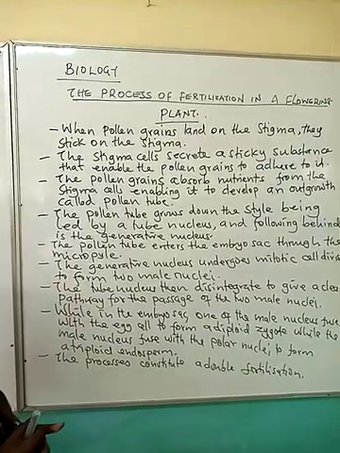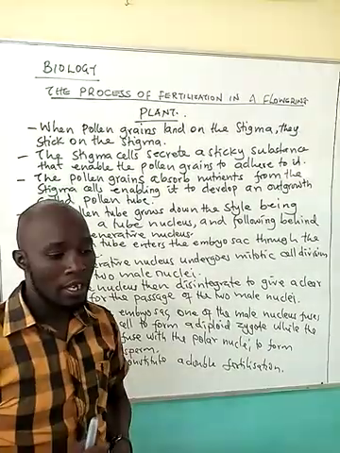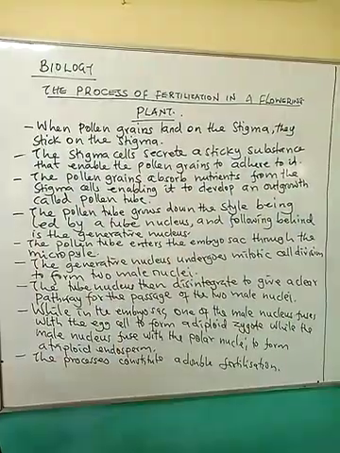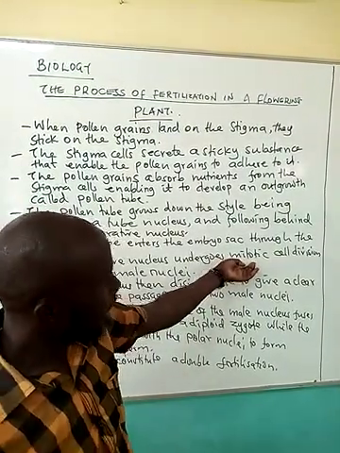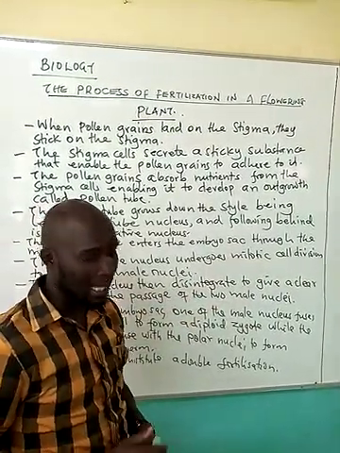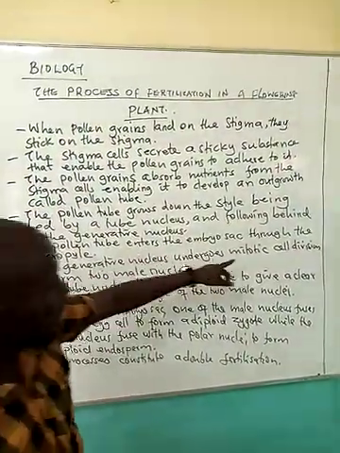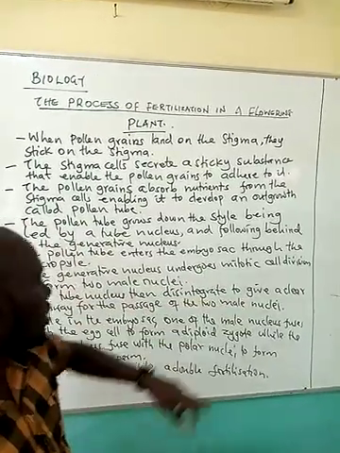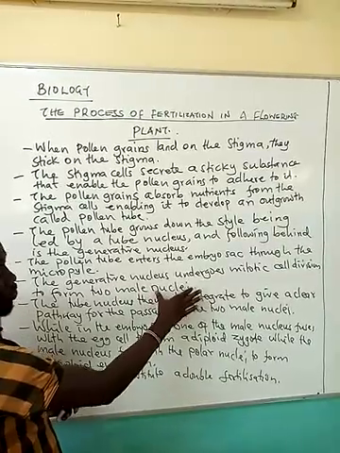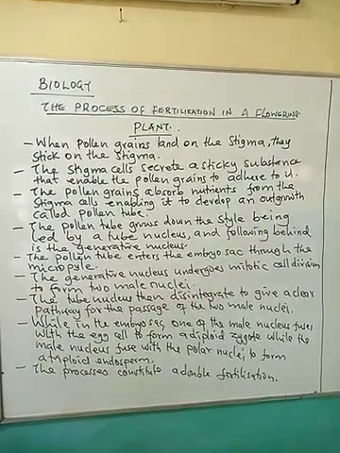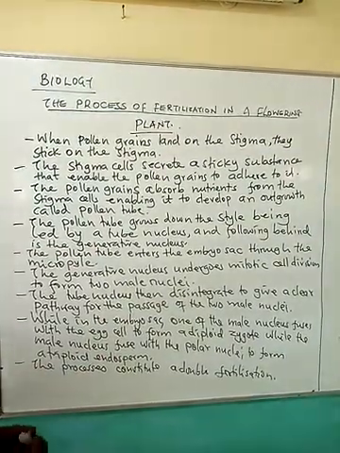So the generative nucleus that was following behind is going to undergo a type of division that we are calling mitotic cell division. We know very well that in mitosis, the cells divide into two daughter cells, which are always haploid in nature. So the mitotic cell division is now going to form two male nuclei. I mean the nuclei, that is the plural of nucleus. So it forms the two male nuclei.